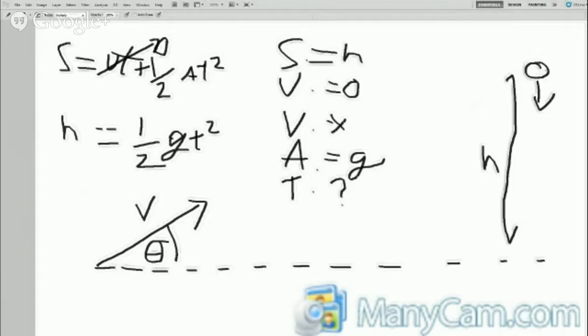We can now rearrange this to work out our time. So we would have t is equal to 2h, so that's timesing by 2, dividing by g, and then take the square root. So 2h over g, all rooted, would give us our time value. So that's a ball dropping vertically.